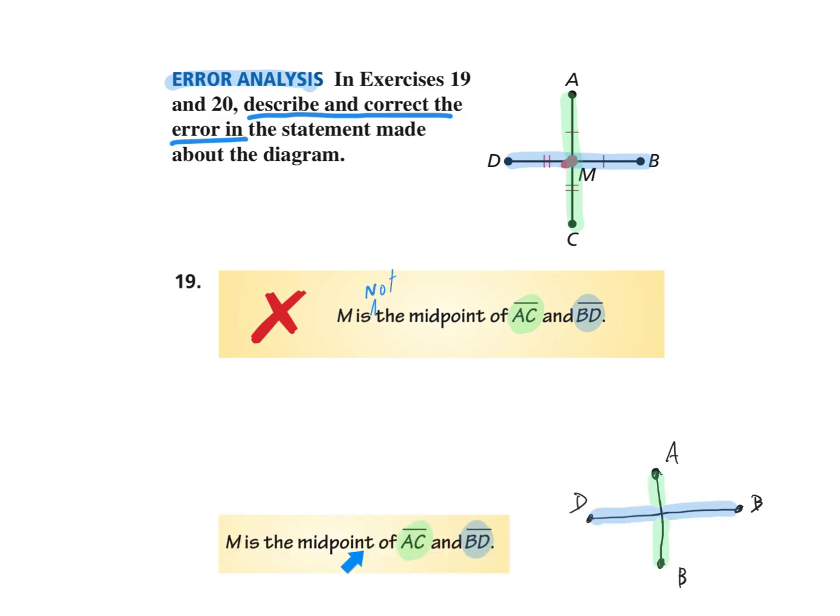This would be true if the marks looked like this. And now the blue segment was cut into two congruent parts, and the green segment was cut into two congruent parts or halves. If that's what happened, then M would be the midpoint, but that's not what happened. Therefore, M is not the midpoint, and that's the correction to the statement.